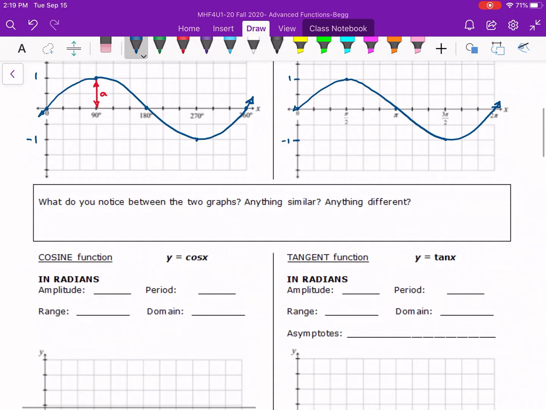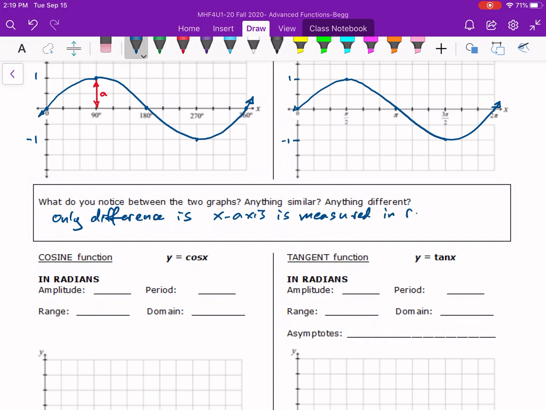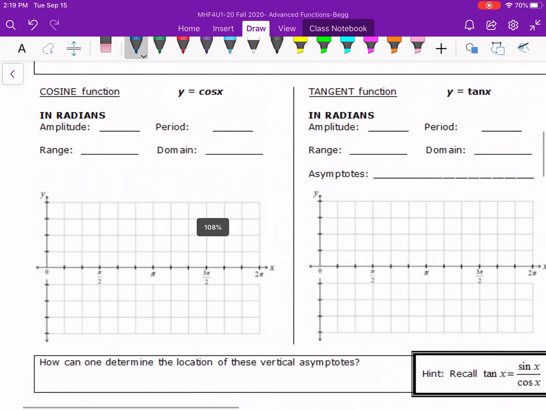So, the only thing different between these two graphs is that the x-axis scale is in radians. Only difference is the x-axis is measured in radians for the second one. Okay? So that's the sine function, and that's it in radians.